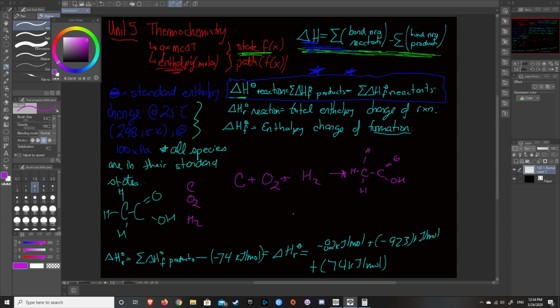And you put them in their standard states. So you know, at room temperature, carbon exists as a solid, oxygen exists as a gas, hydrogen exists as a gas, and ethanoic acid exists as a liquid. So basically, these are their standard states, how they exist at room temperature.